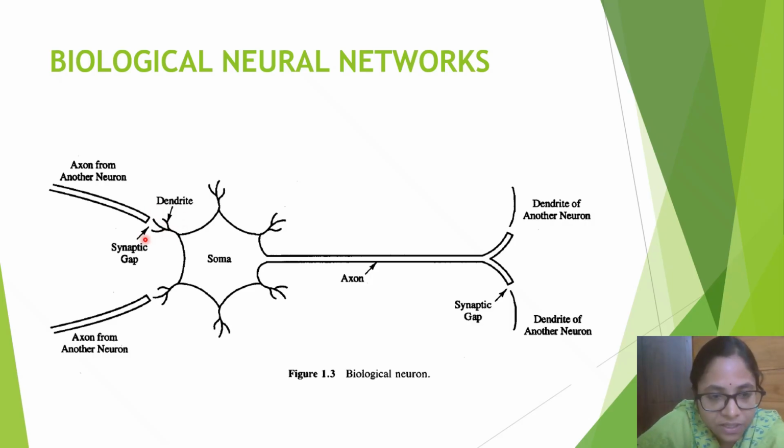This nerve-like structure is called the dendrites. The dendrites will be connected with the axons of other neurons. Here we can see the axon of this particular neuron, which will be connected to other dendrites. The dendrites receive the input signals. The soma, that is the cell body, processes the received signals, and the axon transmits the output signals. And this output signal will be connected with the dendrites of other neurons.